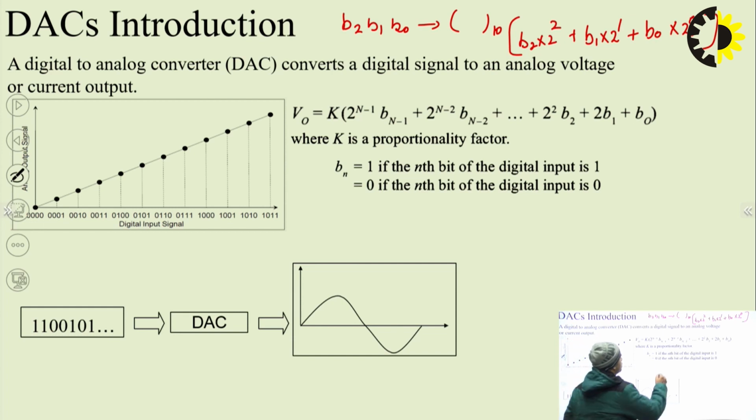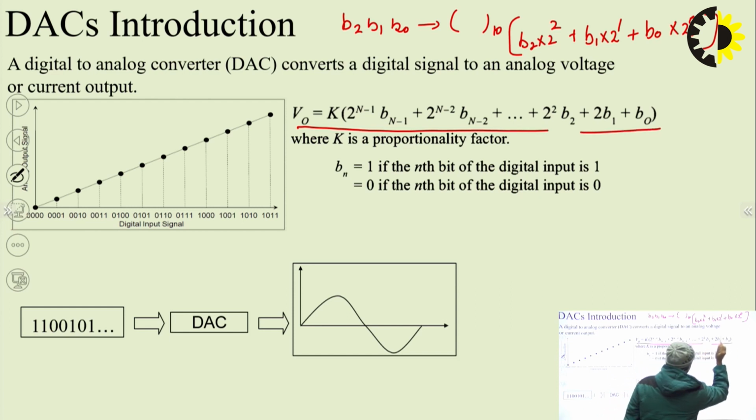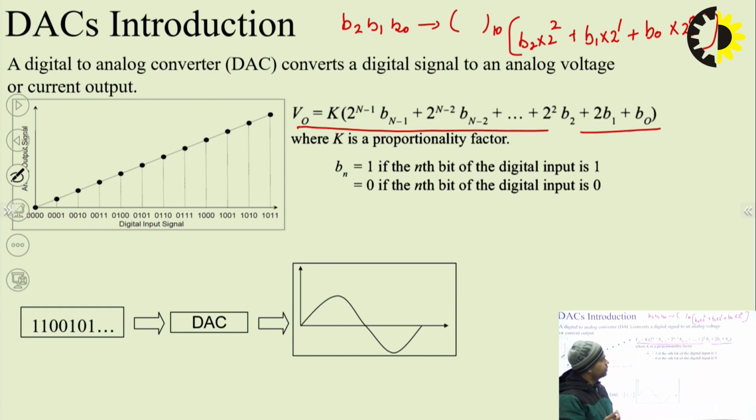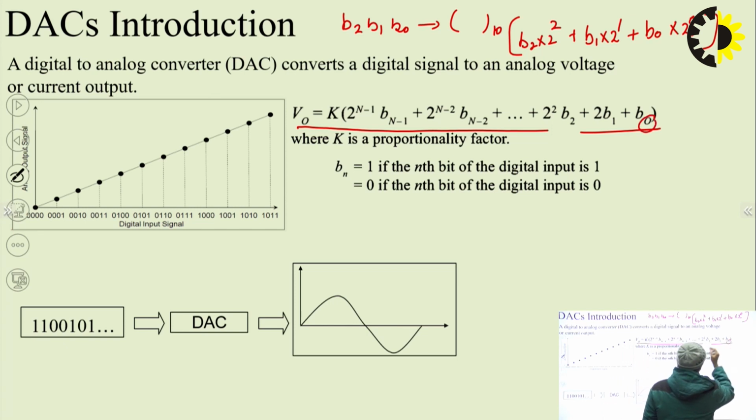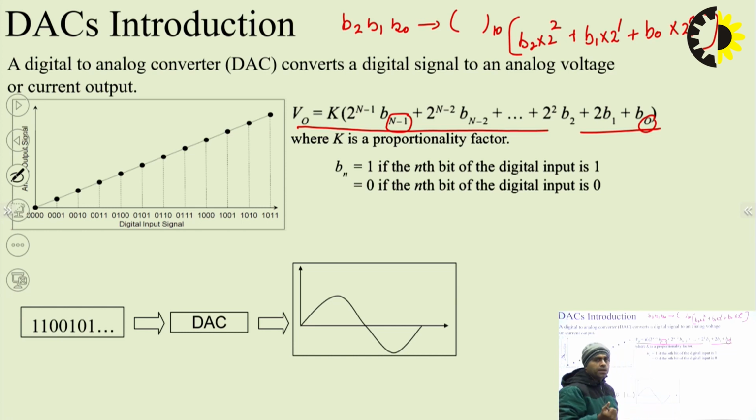This is a generalized expression written for converting an n-bit binary number, starting from the 0th bit and going till n-1. So a total of n bits are there in the binary number, and we have to convert that binary number into analog. Analog means continuous domain signal. Here B0, where nothing is mentioned, we can treat as 2 raised to power 0. Here B1 into 2 raised to power 1, B2 into 2 raised to power 2. Similarly, Bn-2 into 2 raised to power n-2, Bn-1 into 2 raised to power n-1.